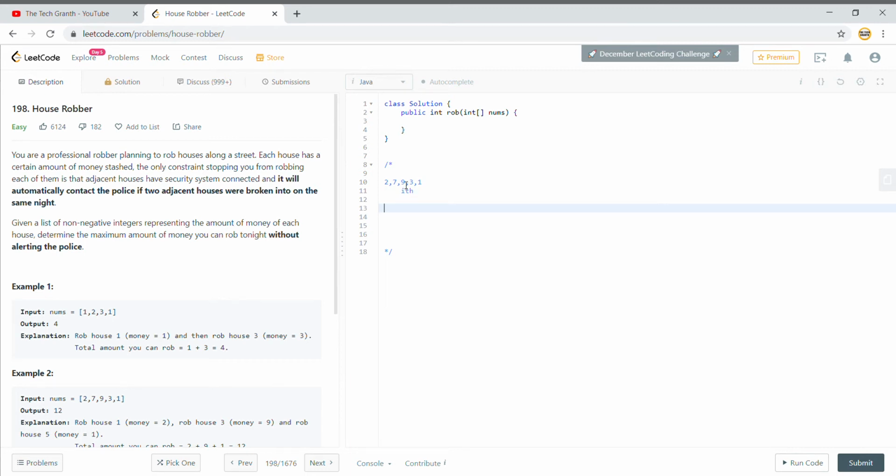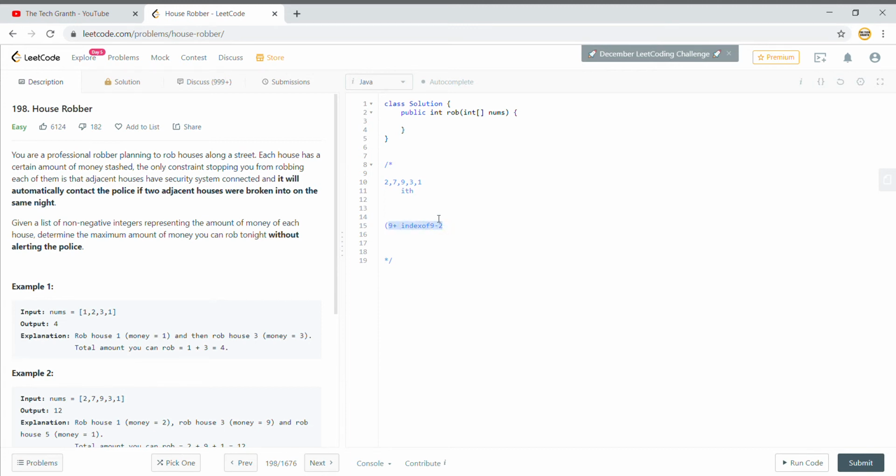If I rob this house, then the maximum amount of money I will steal is 9 plus the maximum amount of money I stole up to the point where I have to leave the previous index, so index i minus 2. It will be the maximum of this. If I am robbing this house, I will get this much money.